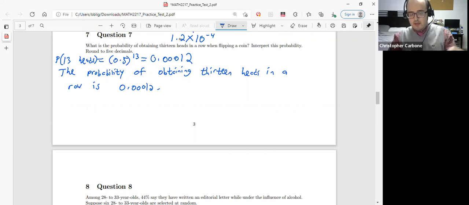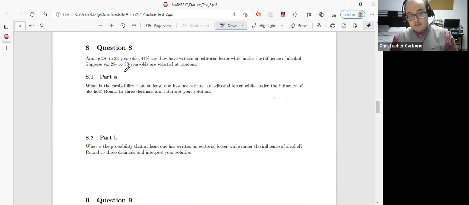Okay. Question number 8. So let's say among 28 to 33-year-olds, 44% say they have not written an editorial letter while under the influence of alcohol. And suppose 6 of these 28 to 33-year-olds are selected at random. We want the probability that at least one of them has not written an editorial letter while under the influence of alcohol. Rounded to 3 decimal points as necessary, and interpreting this solution.